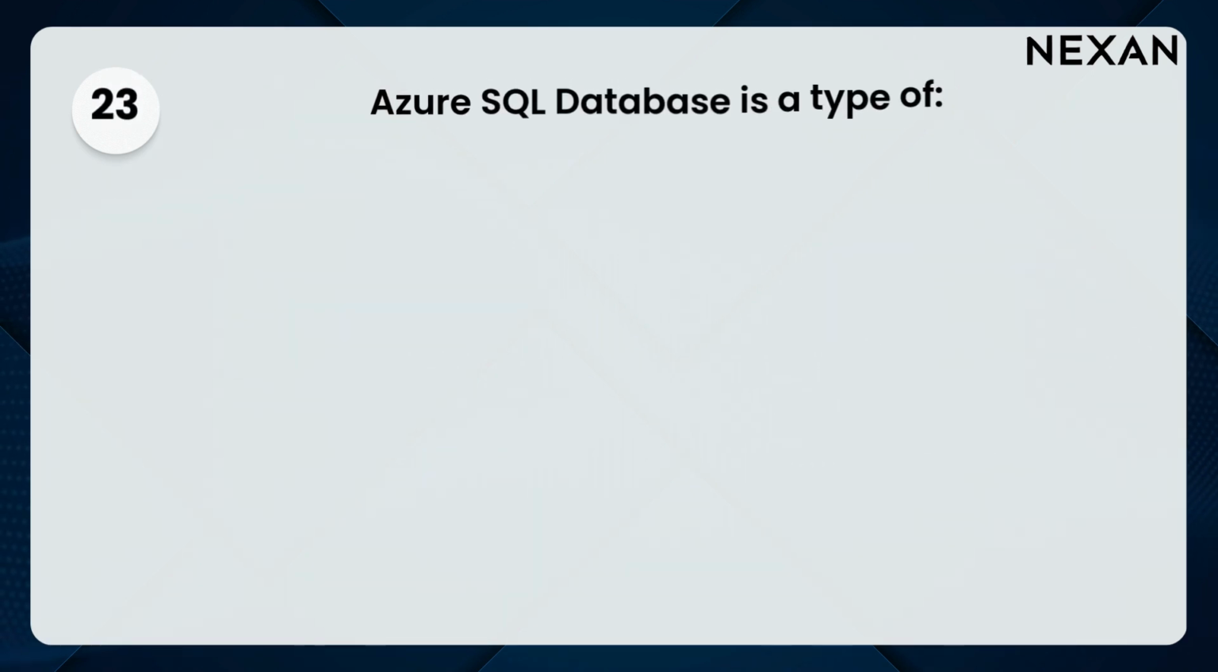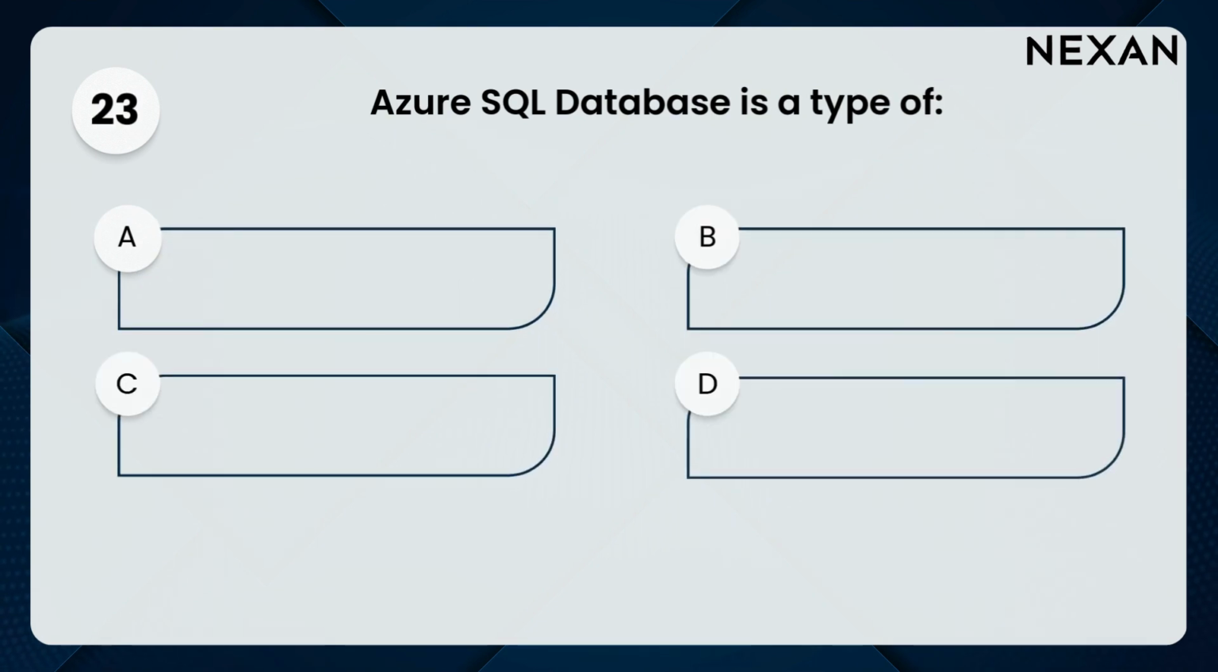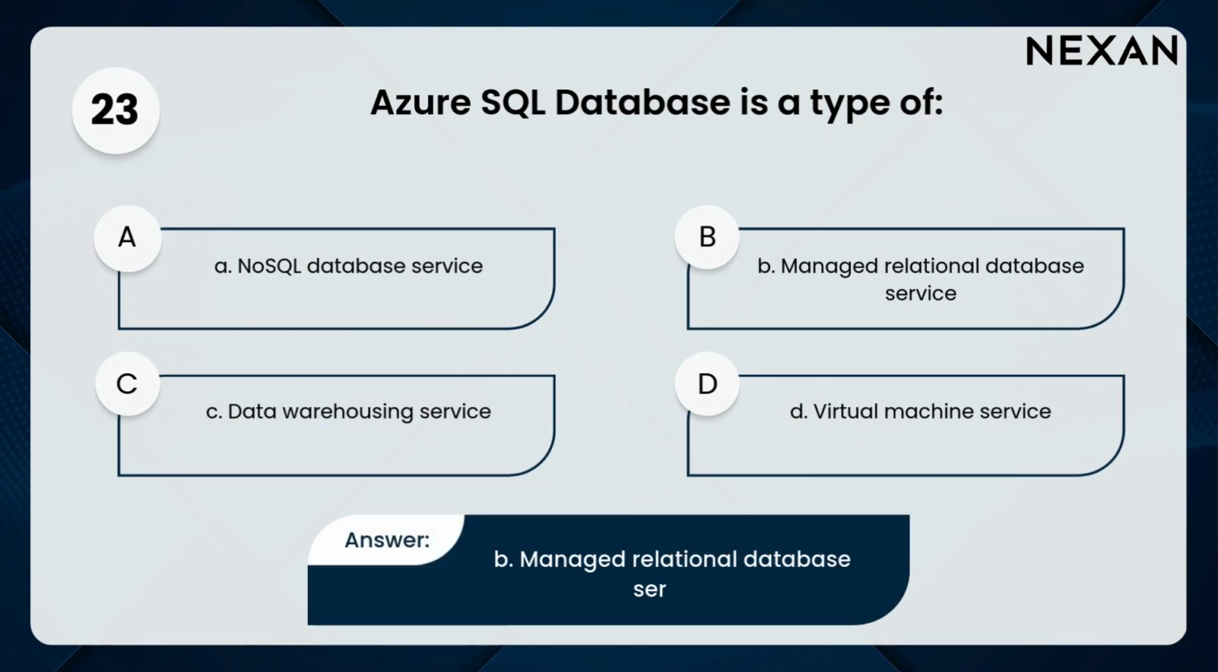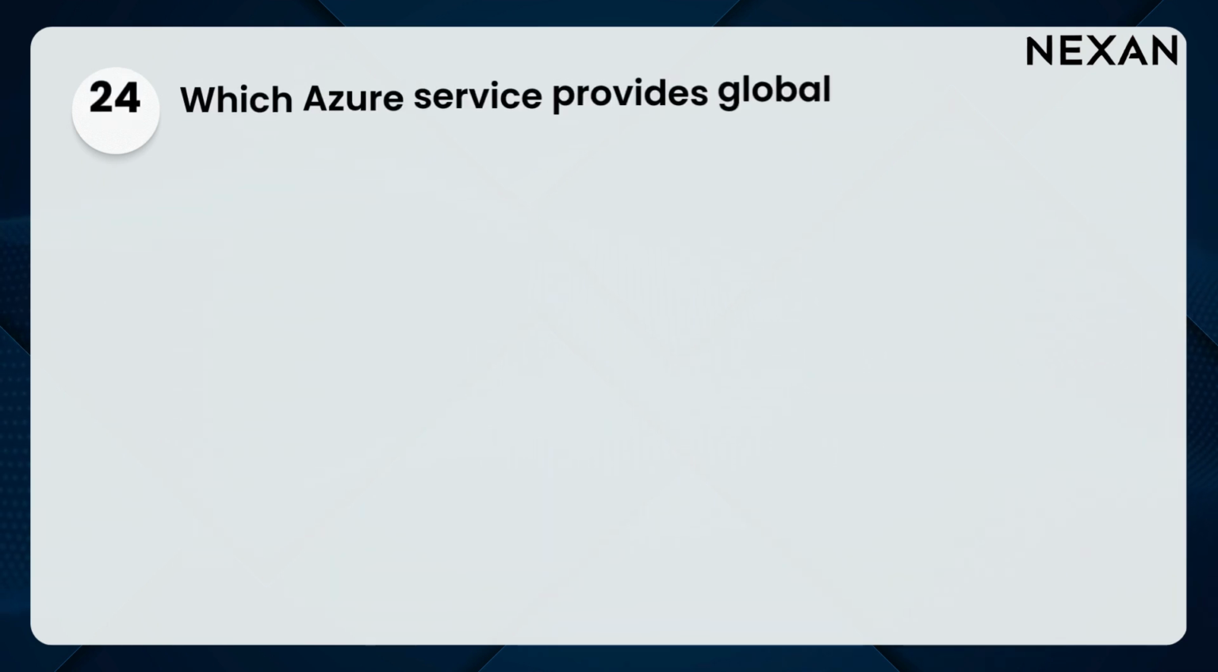23. Azure SQL database is a type of A. NoSQL database service. B. Managed relational database service. C. Data warehousing service. D. Virtual machine service. Answer: B. Managed relational database service.